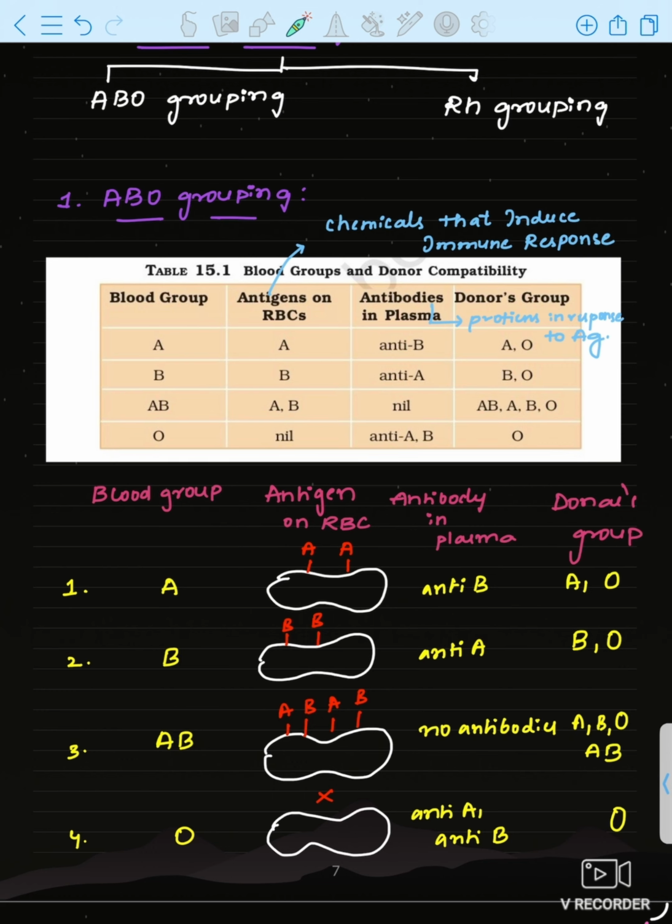First we will discuss what is an antigen, what is an antibody and where they are present. Antigens are present on RBCs, red blood cells, which we already discussed. If it is A blood group, A antigens are present on the RBC. That is why they say her blood group is A blood group.